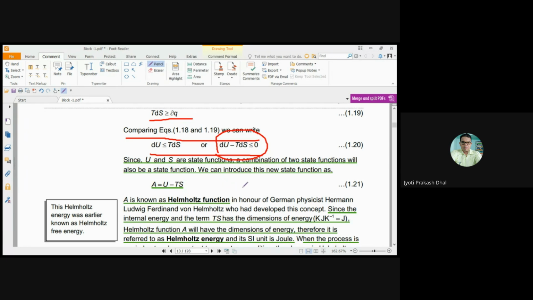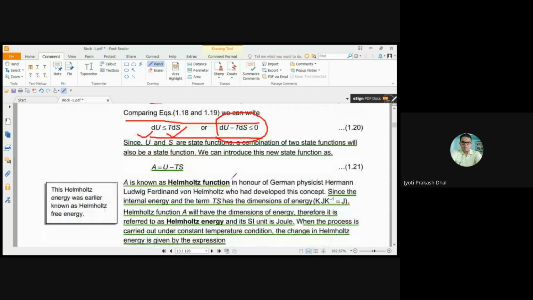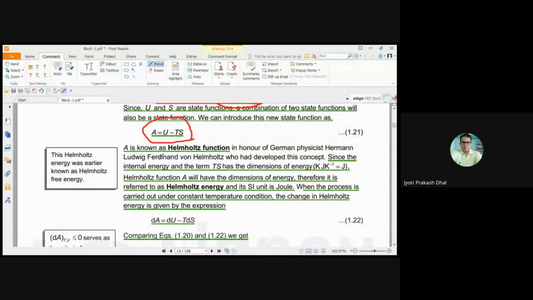Here U is the internal energy, that is a state function, and S is entropy, that is a state function. So the combination of the above two state functions will give rise to another new state function, and let us call the new state function A. So A equals U minus TS. Here A is called the Helmholtz function.